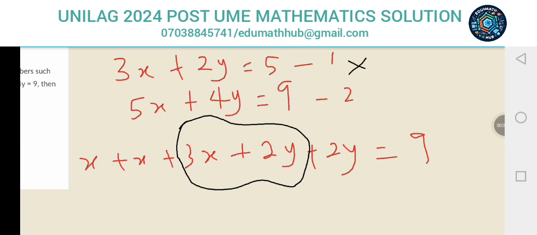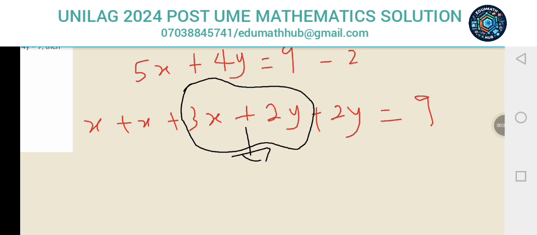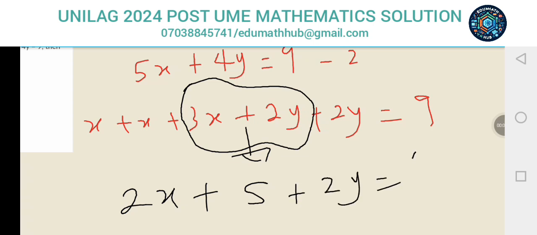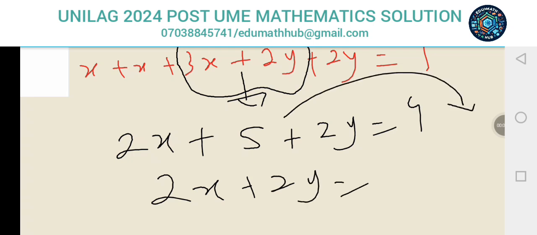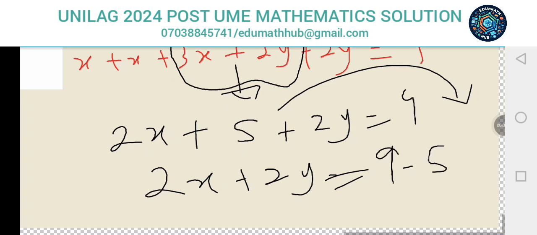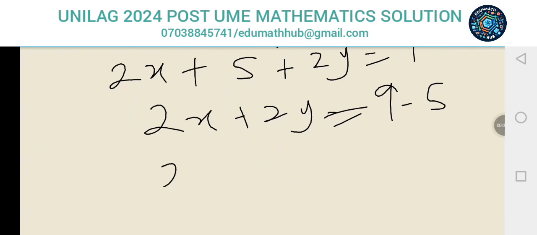So everything here is 5. So just write it out like that. x plus x is 2x. You're going to write 2x plus everything here is 5, 5 plus 2y is equal to 9. Then from here, 2x plus 2y, bring this 5 to this side, so it's going to be negative. That will be 9 minus 5. Then from here, this will give you 2x plus 2y is equal to 4.